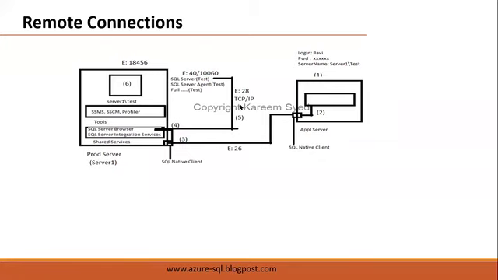Suppose the internet connection is not there, or connectivity is not there, it throws error number 26. Immediately we have to understand that if it is error number 26, some connectivity error is there. We have to ask the network team to check the connectivity.